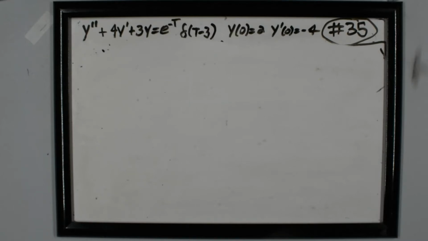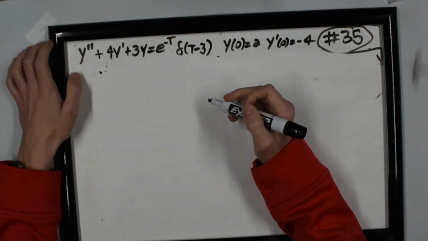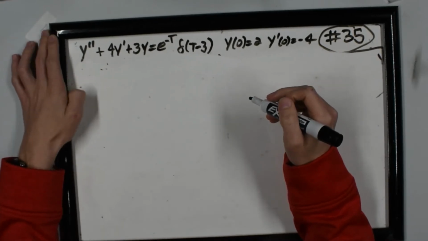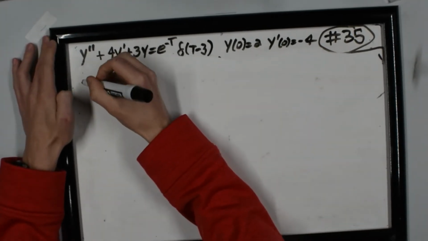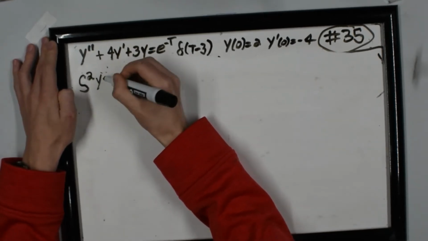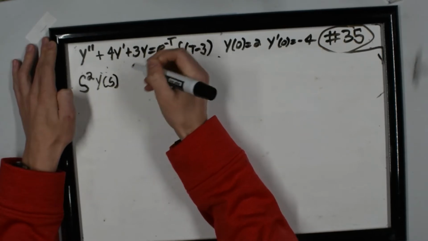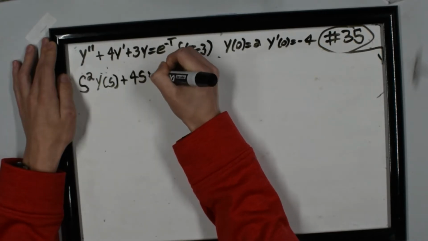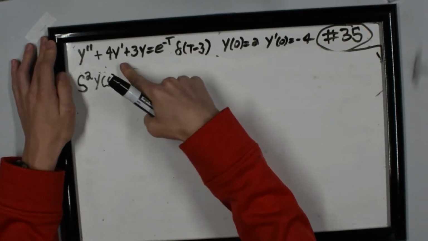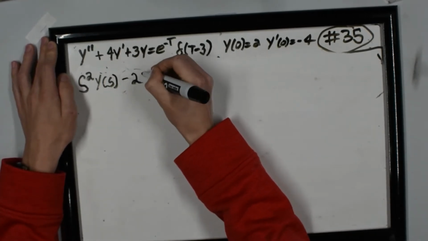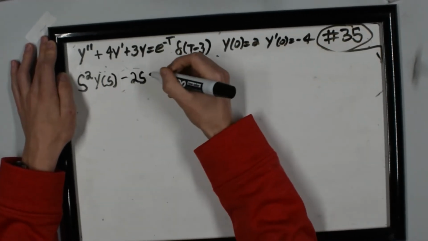Alright, so in this video we're going to go over solving an initial value problem using Dirac delta. The first thing we want to do is take the Laplace transform of both sides, as we've been doing pretty often in this chapter. So we have s squared Y(s) plus 4s, oops, you can't forget about your initial conditions. So we have minus 2s plus 4.